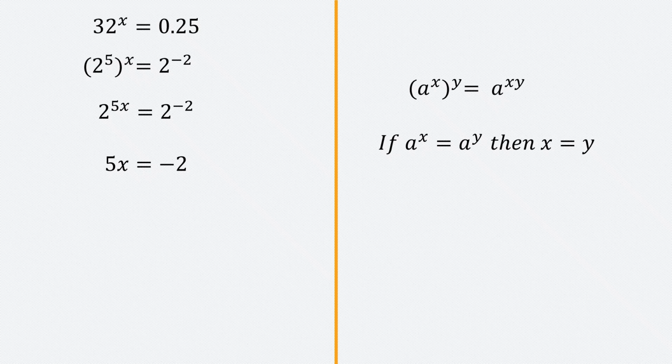5x equals negative 2. And now we can divide both sides by 5. You have x equals negative 2 over 5. And final answer, x equals minus 2 over 5. So that's how to solve a question like this.